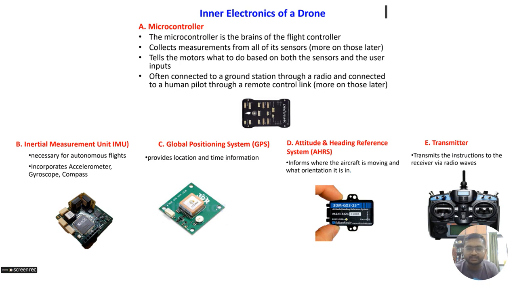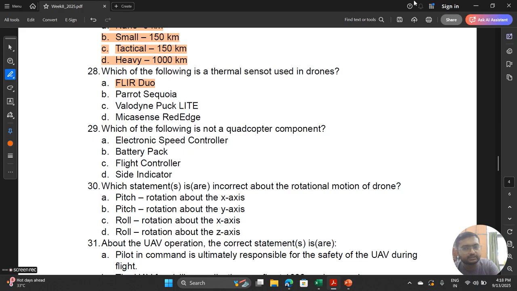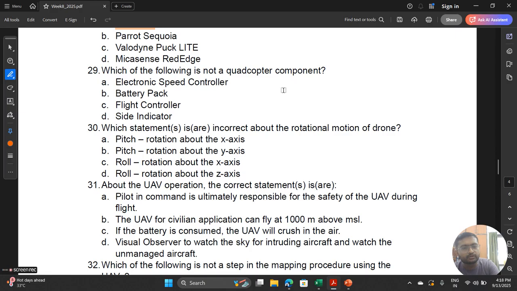And then we have the transmitter. The transmitter will transmit the instruction to the receiver via radio waves. So these are the inner core parts, and we also looked at the external parts of the drone as well. So which of the following is not a quadcopter component?